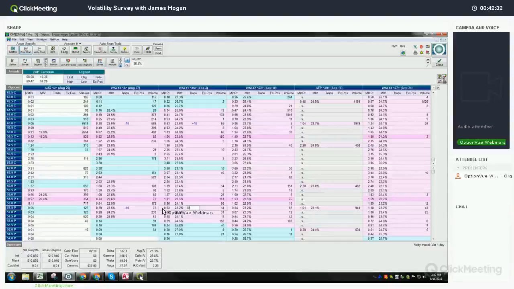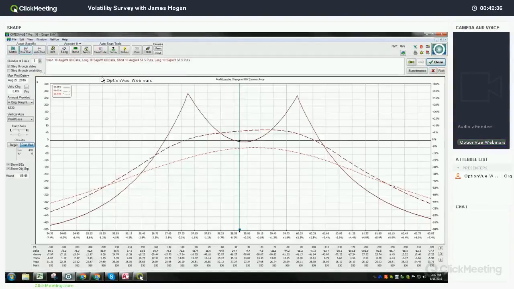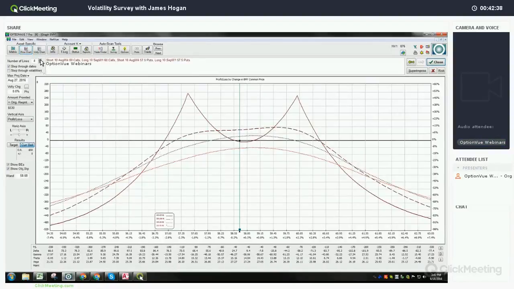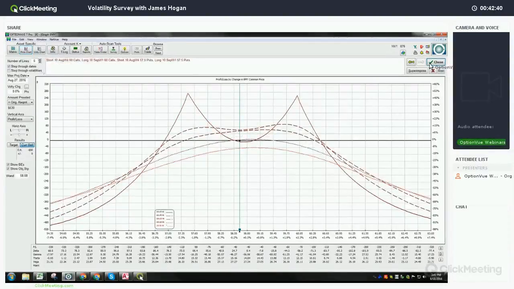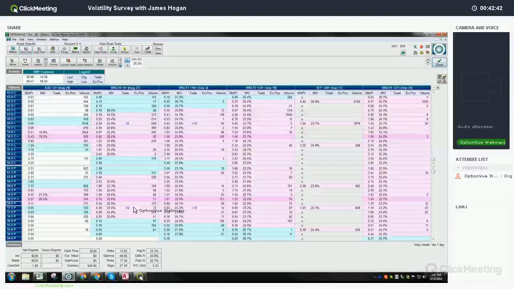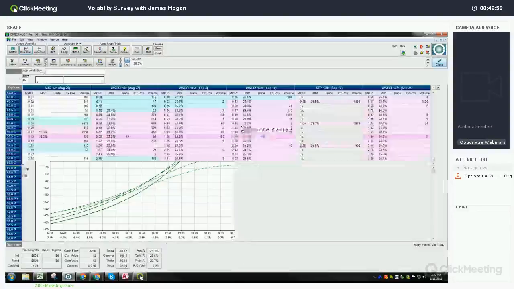And I'm just partial to calendars. You could do any type of trade here that you wanted to. Yeah, that one doesn't look so great. You could even do something at the money as well if you wanted to. Give it a little more time, maybe. Yeah. So, and that's what you do.